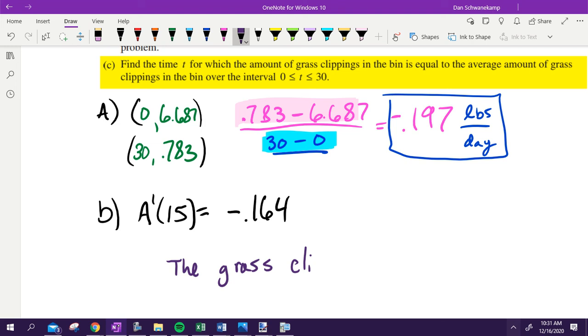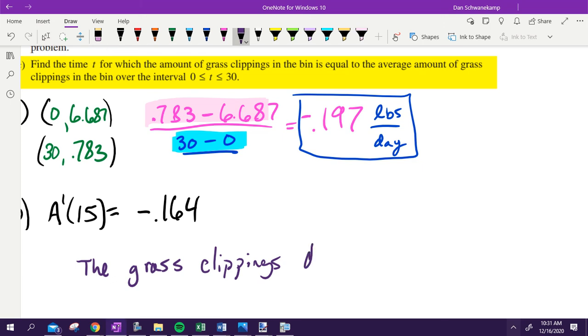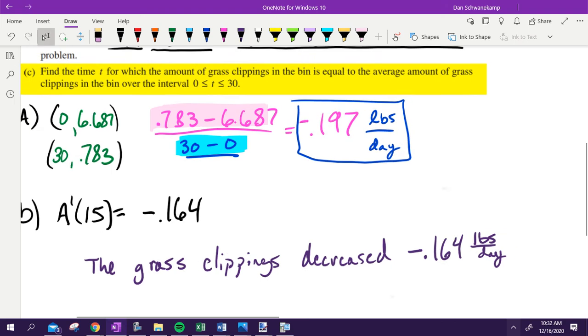The grass clippings. What happened to the grass clippings? The grass clippings decreased. Negative 0.164. My units are going to be pounds per day. The grass clippings decreased. Negative 0.164 pounds per day. Is that all I need?